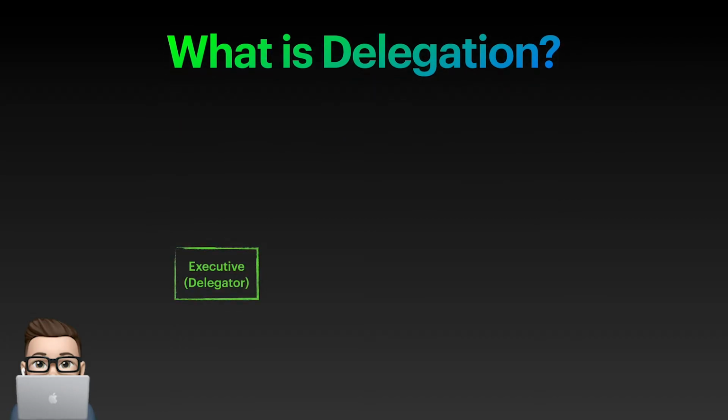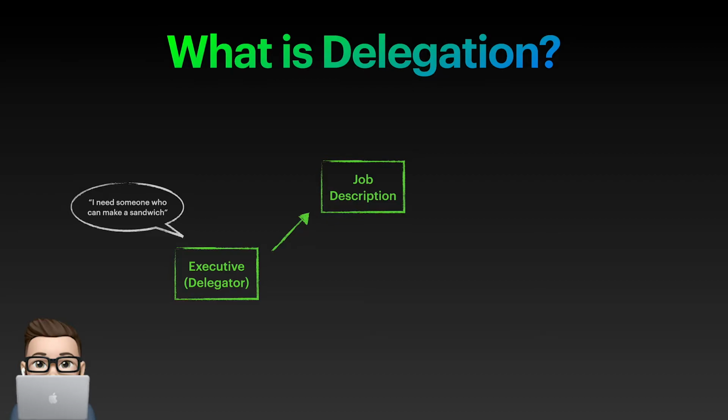Imagine there's an executive. They have some work that they need done and a few questions that they regularly need answers to, but they either can't or won't do those things for themselves. Maybe they don't have time, maybe they don't have the skill, whatever, it doesn't really matter. This person is our delegator. So what the delegator does is write a job description saying, I need someone who knows how to do this task and answer these questions.